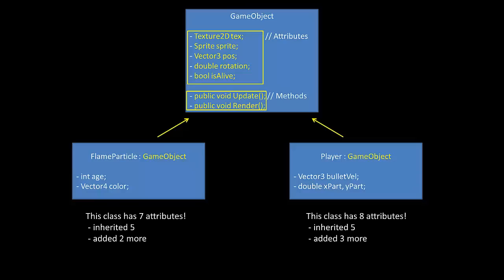Now, depending on which language you're in, you're going to hear different terminology. Some folks say that GameObject is a parent class, and Flame Particle and Player are child classes. And some people are going to say that GameObject is a base class, and the other 2 are derived classes, especially the C++ folks. And then some people say that GameObject is a superclass and the other 2 are subclasses. It all basically means the same thing. Good. Now, both of these classes also inherited 2 methods from GameObject. It may be a little bit weird at first, but you have to understand that because of inheritance, there's some invisible code in these classes.